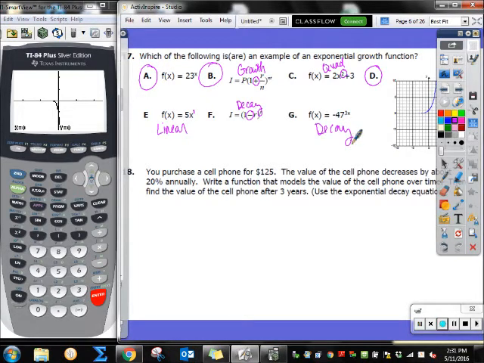For number 18, you purchase a cell phone for $125. The value of the cell phone decreases by about 20% annually. Write a function that models the value of the cell phone over time. Then find the value of the cell phone after 3 years.